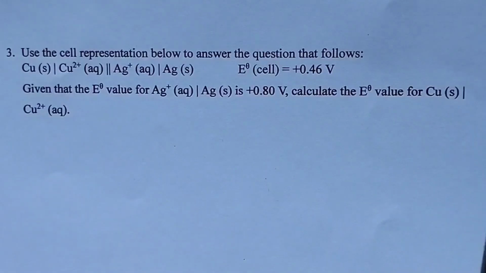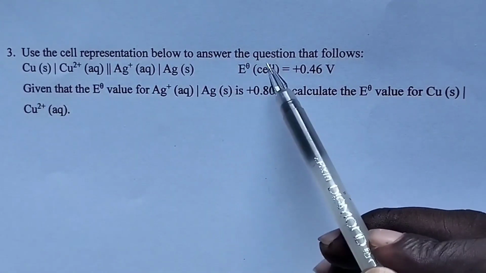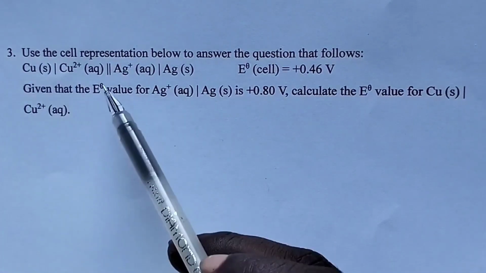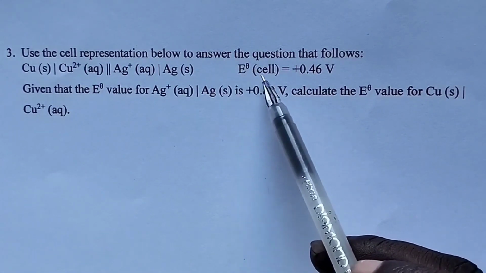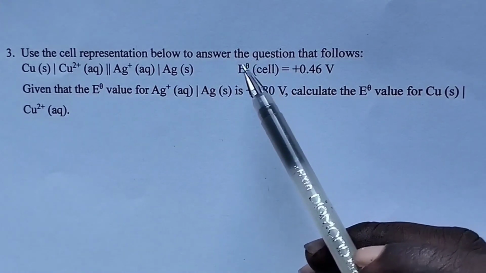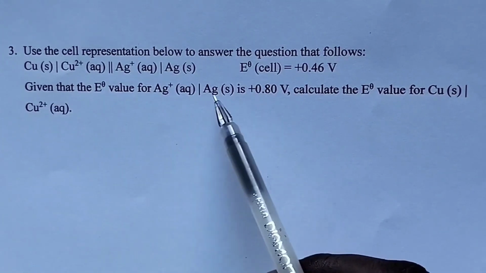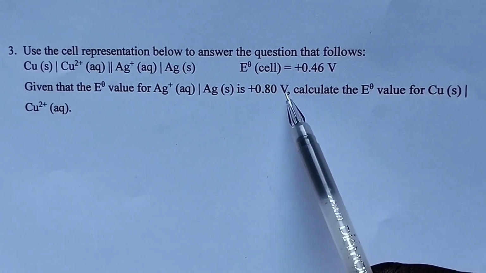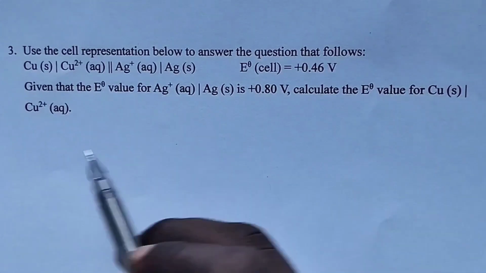So in example 3, we are told to use the cell representation below to answer the question that follows. We have the copper half cell, the salt bridge, then the silver half cell, and here we have the standard potential value of the cell, which is equal to positive 0.46 volts. We are told that the standard potential value for the silver half cell is positive 0.80 volts. Then we are asked to calculate the standard potential value for the copper half cell.